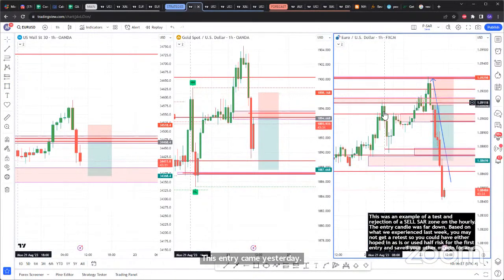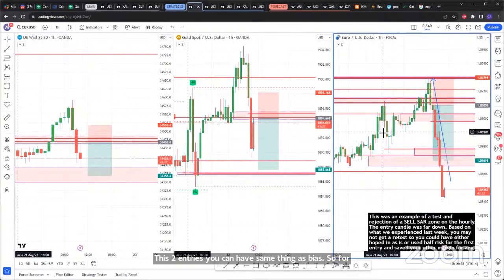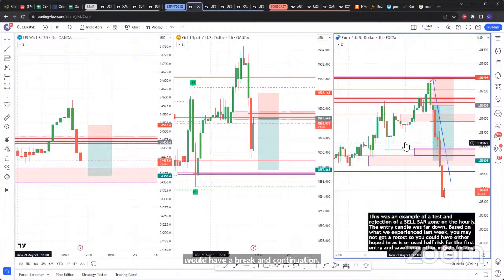This is a test and rejection. So if you're taking sells, there's 2 entries you can have, same thing as buys. For sell entries where price is above you, you have a test and rejection because price is going to test the SAR above you and reject, hopefully, back down. For you to take a sell when the SARs are below you, you would have a break and continuation. Same thing for buys, but the inverse. For buys, if you have your SARs that you're trading that are above you, that would be a break and continuation. For buys where the double SARs are below the price, that would be a test and rejection.